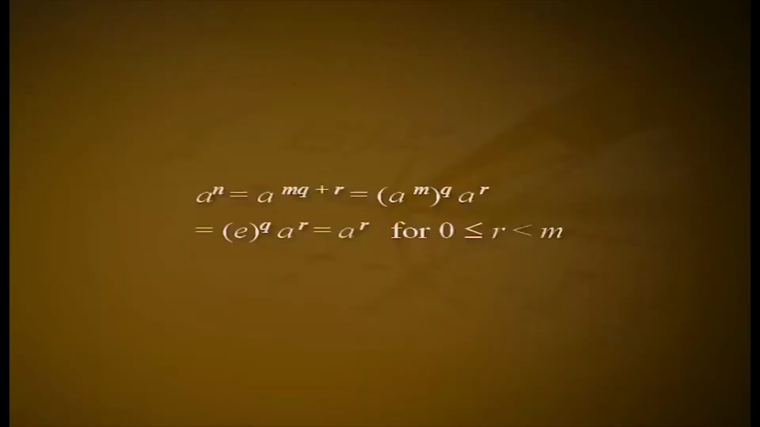Then a raised to n is equal to a raised to mq plus r, which is equal to a raised to m whole raised to q into a raised to r, which is equal to e raised to q into a raised to r, which is equal to a raised to r for 0 less than or equal to r less than m. This would mean that G has only m number of elements e, a square, etc., a raised to m minus 1, so that G would be finite, contradicting our assumption that G has infinite number of elements. Thus, when the cyclic group G has an infinite number of elements and a is a generator of G, then all powers of a are distinct.